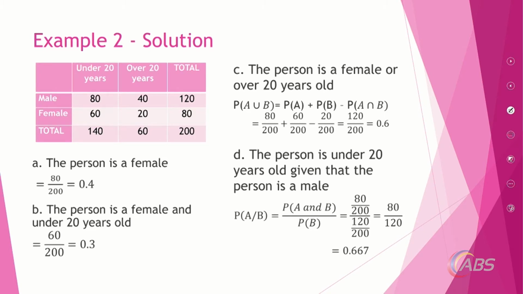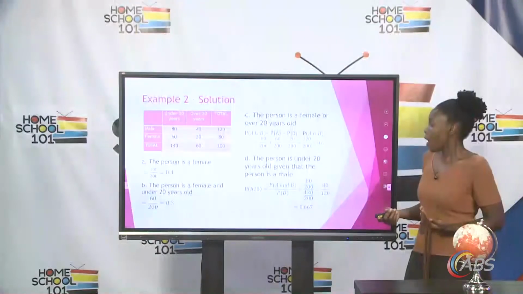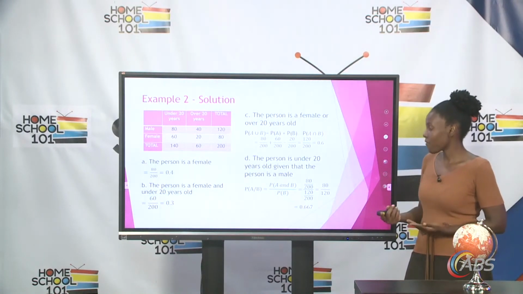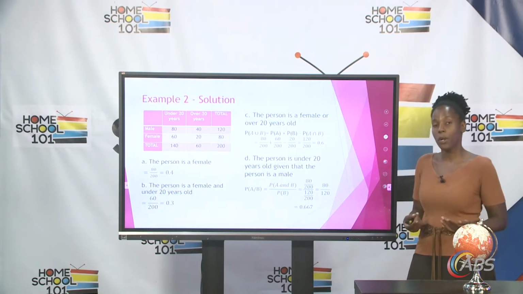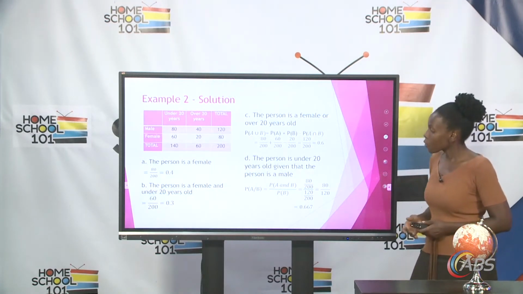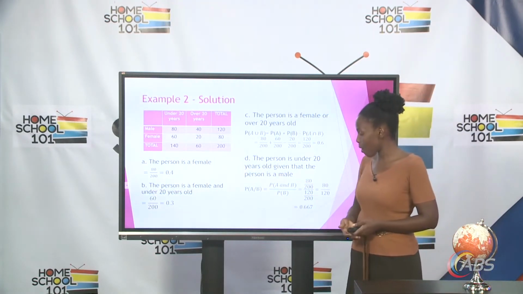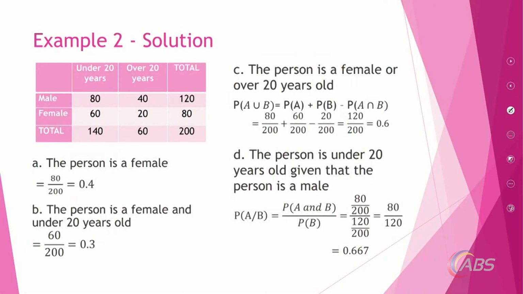Now, given in the question that the person is a male, we want to find the probability that the person is under 20 years. Once it's given that, we know it's conditional probability. So we will use the conditional probability formula: the probability of A and B divided by the probability of B.